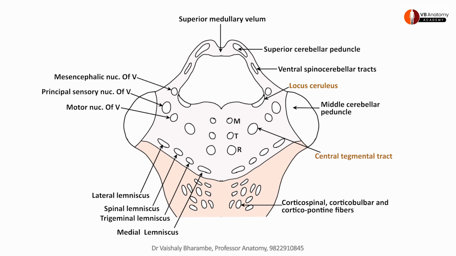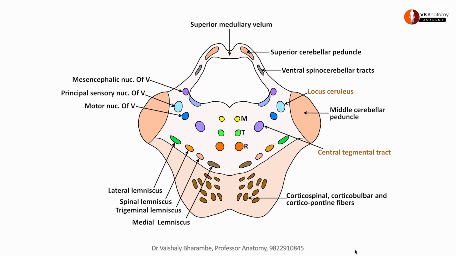Color your tegmentum separately, color your basilar section separately, color your middle cerebellar peduncle and superior cerebellar peduncle separately. The lemniscal band, the MTR, the nuclei of trigeminal nerve, the locus coeruleus, ventral spinocerebellar and the central tegmental tract. Finally, color the corticospinal corticonuclear fibers as well, and this is the diagram you have drawn.